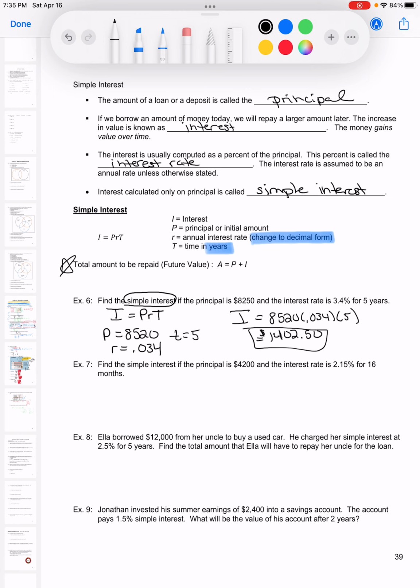All right, let's do another one here. Looking at example 7, this one's slightly different because I'm going to give you the time in months. And remember that time has to be in years.